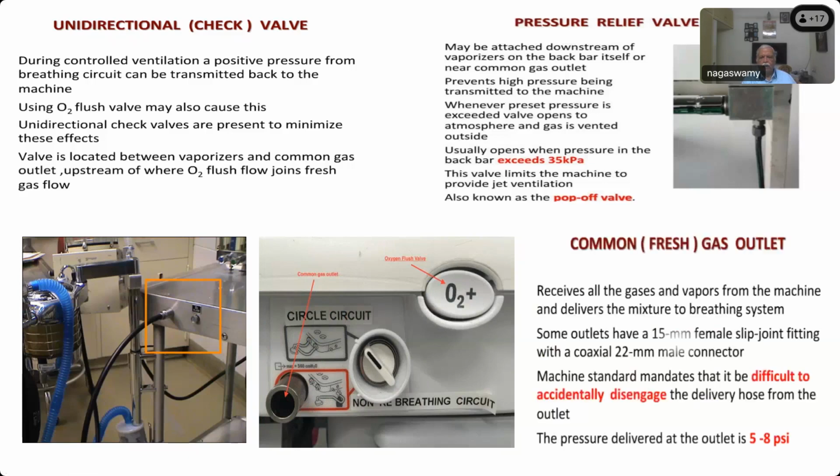And this is the common fresh gas outlet, which usually has a 15 female slip joint fitting with a coaxial 22 male connector. So this measurement also sometimes they ask you. And at the common gas outlet only, the pressure delivered is 5 to 8 psi. All other areas it is more than that. So please don't make a mistake. It is 30, 14, 26, and finally 5 to 8 psi.